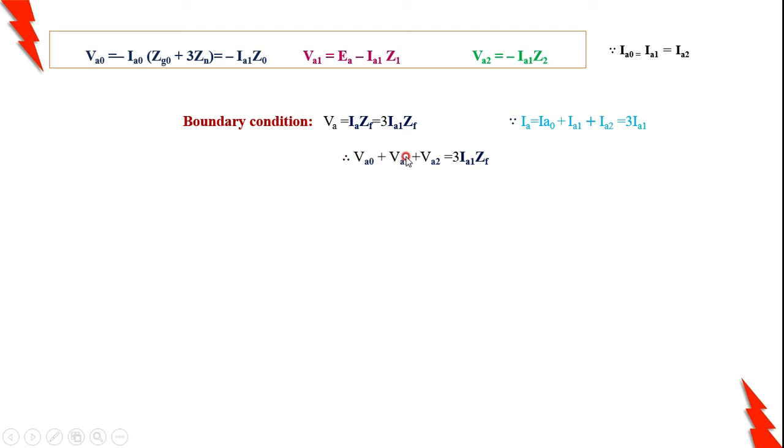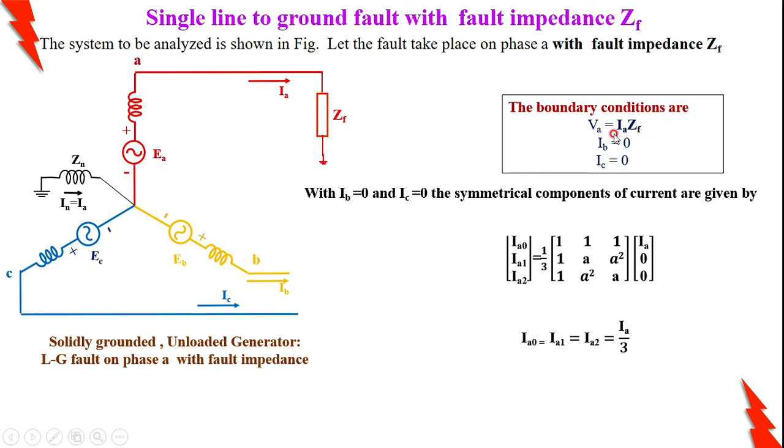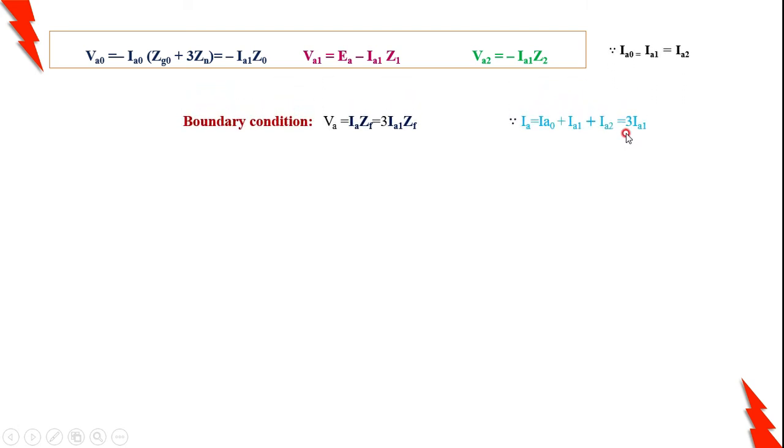I am using the sequence voltages VA0, VA1, VA2, that is nothing but VA, as written in the boundary condition, that VA is equal to IA into ZF. The same relation I am using here: VA0 plus VA1 plus VA2 is nothing but your VA. Therefore, the right hand side is 3 times IA1 ZF. That is, VA I am replacing by its sequence voltages VA0, VA1, VA2, and 3 times IA1 ZF.